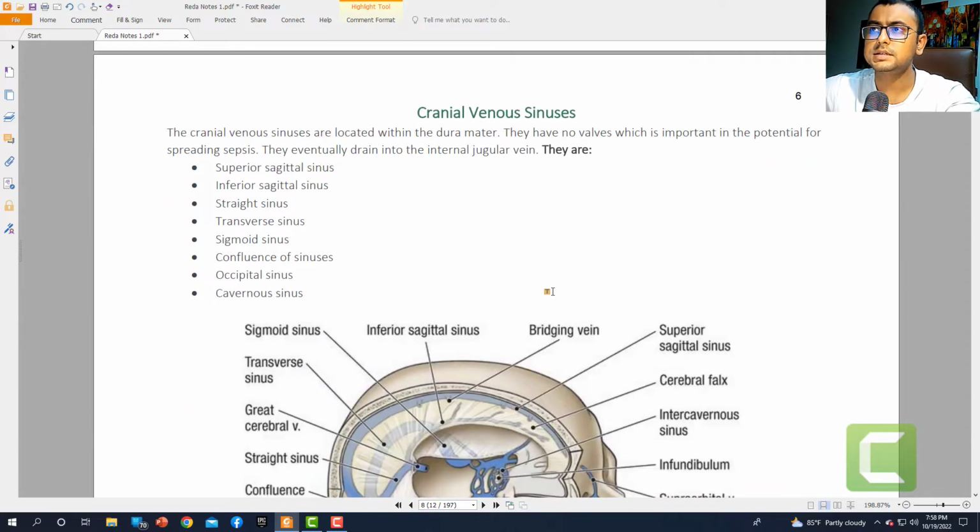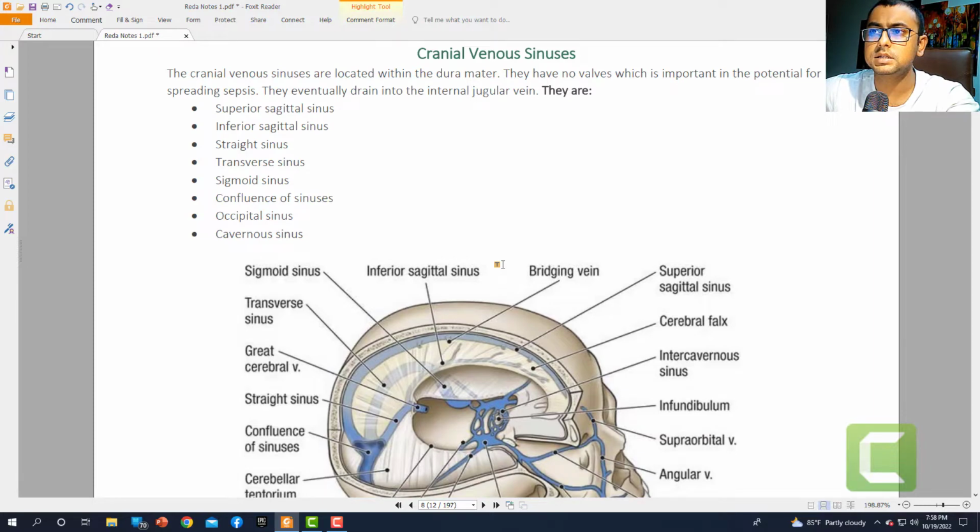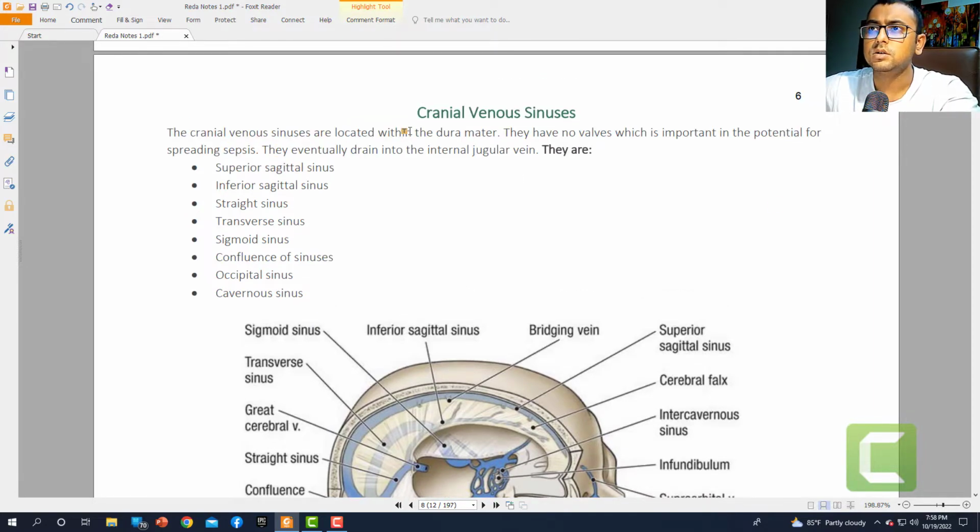Now the cranial venous sinuses. Some are paired and some are unpaired venous sinuses. They lie within the dura mater and they have no valves. This is important for the potential spread of sepsis, as there is no valve, so infection can spread intracranially by these sinuses. They all eventually drain into the jugular vein.